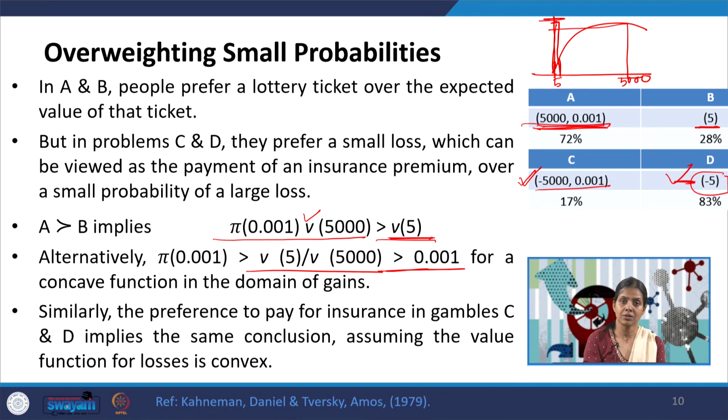Similarly, the preferences to pay for insurance in gambles C and D implies the same conclusion, assuming the value function for losses is convex. So, this is what is basically implied by people's tendency to assign greater weights to small probabilities. See, here the winning probability is very small, nevertheless people preferred A to B, and here basically the probability is again very small, but still they expect the loss to take place, as a result of which they prefer to go for an insurance.